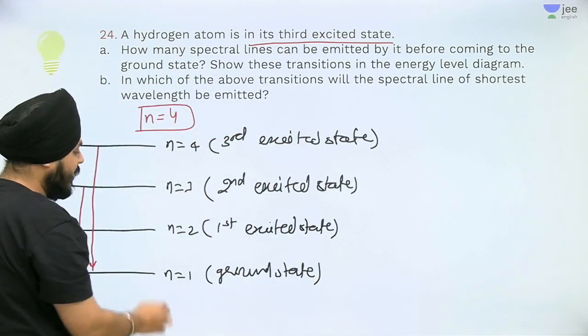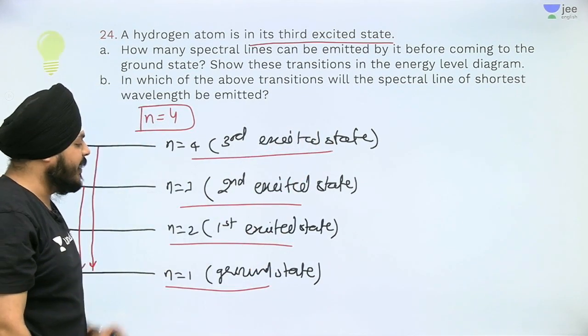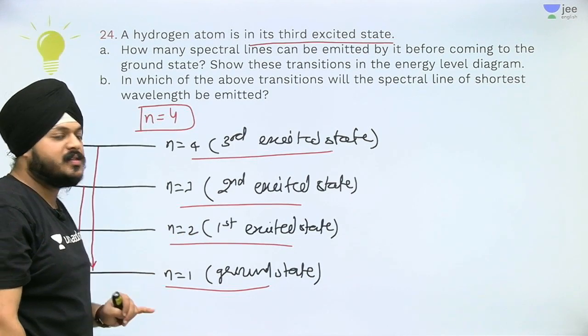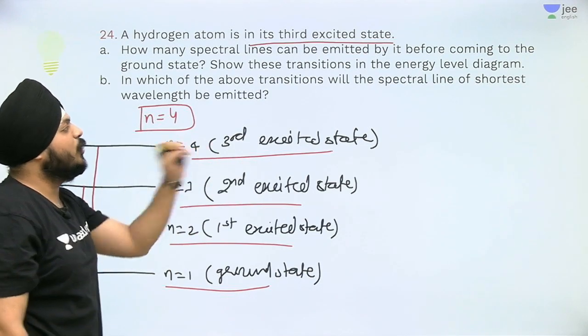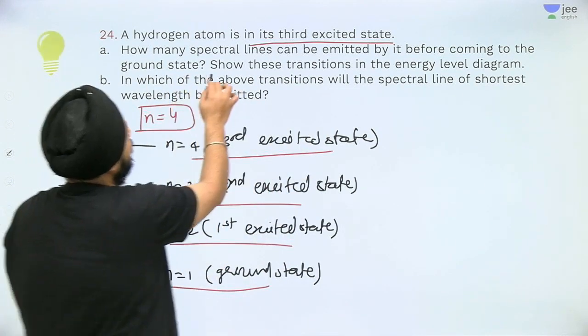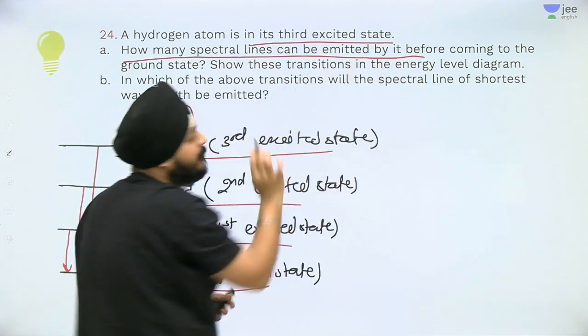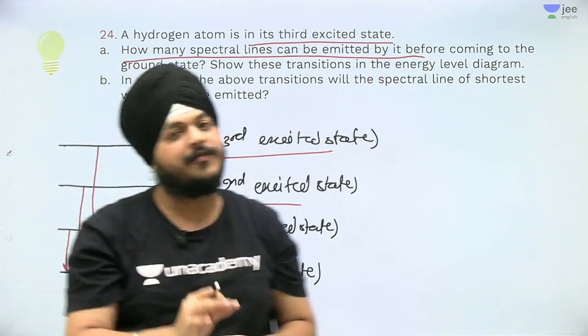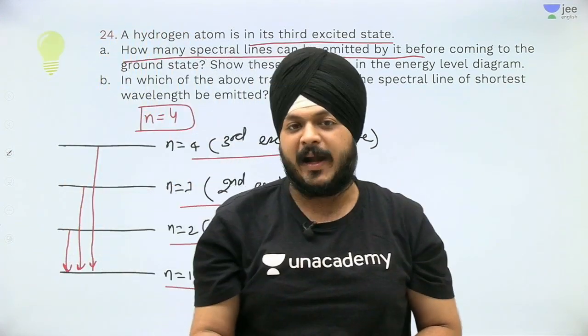See, here we are having the question. This is the ground state, n is equal to 1. This is the first excited state, n is equal to 2. It's the second excited state, n is equal to 3, and n is equal to 4 is the third. What we have to find is the transition: how many spectral lines can be emitted by it? We have a direct formula for the spectral lines.